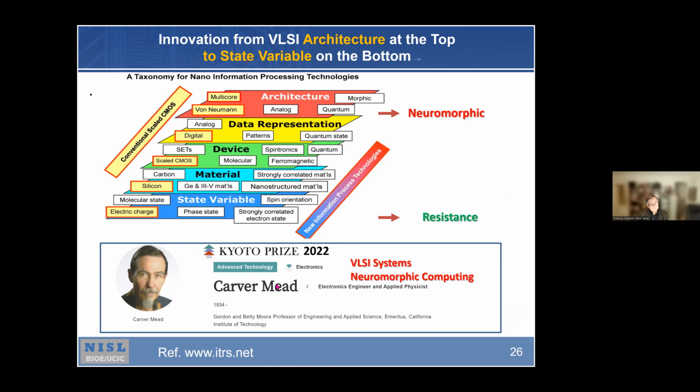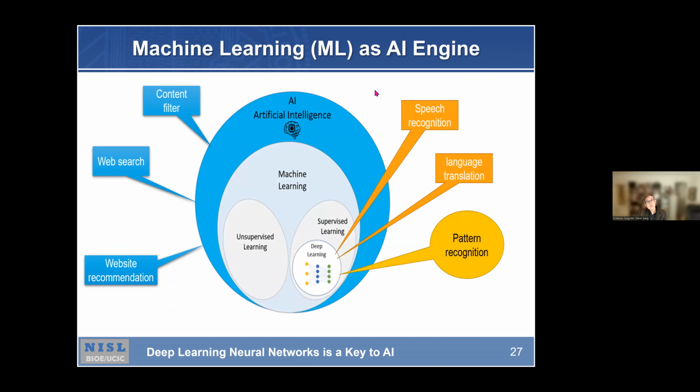This shows the person who coined the term neuromorphic computing. He is a professor emeritus at Caltech. Now he's in Silicon Valley. For his great contribution, he received the Kyoto Prize in 2022. Yes, a brilliant person. So let's look into AI and machine learning.